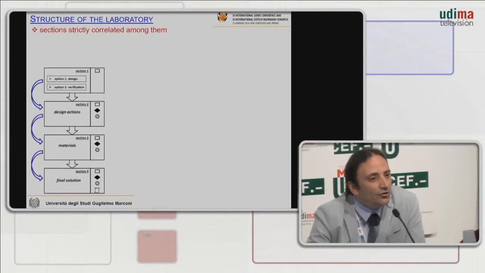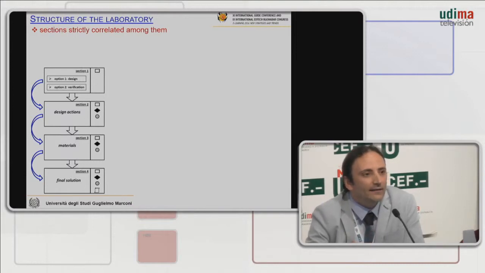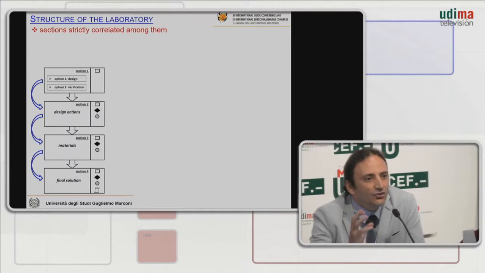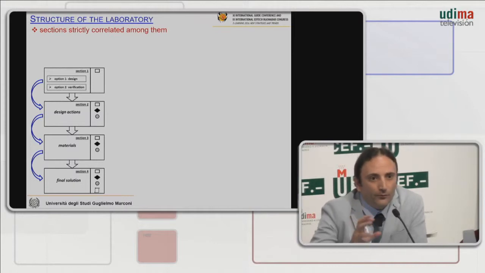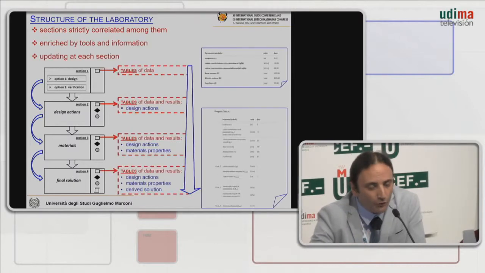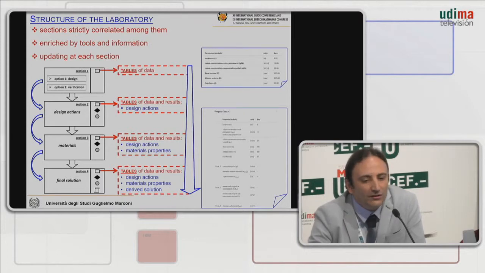So each section is strictly correlated to the other ones, in the sense that the results derived at the end of each section are used for the subsequent ones. Moreover, each section is enriched by tools and information which update during the development of the problem. Among these, tables containing the initial input data, but also the results derived by students at the end of each section.